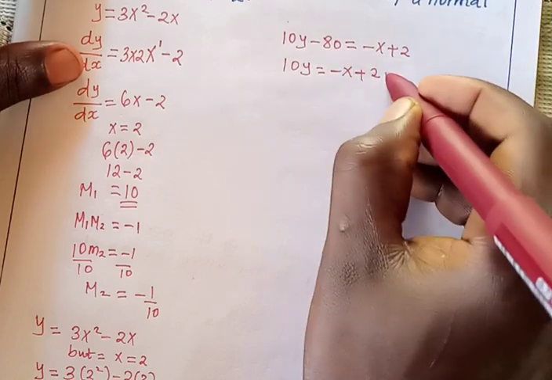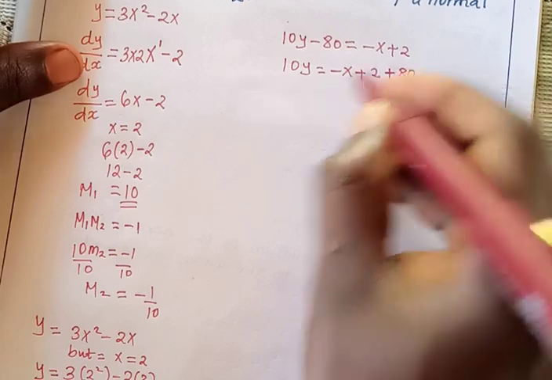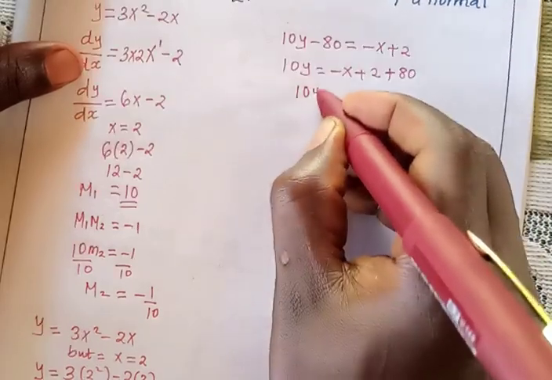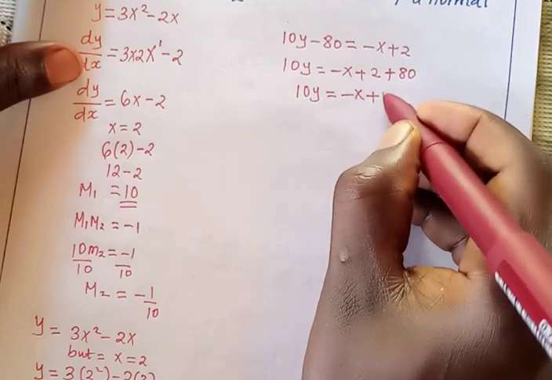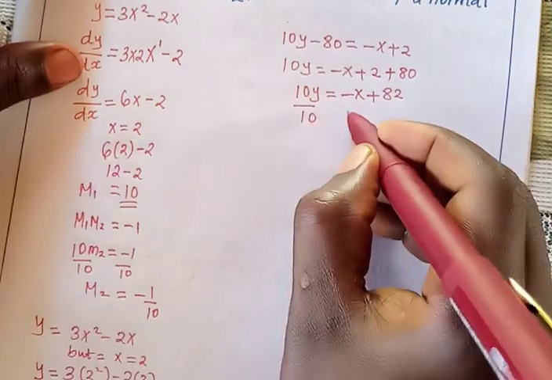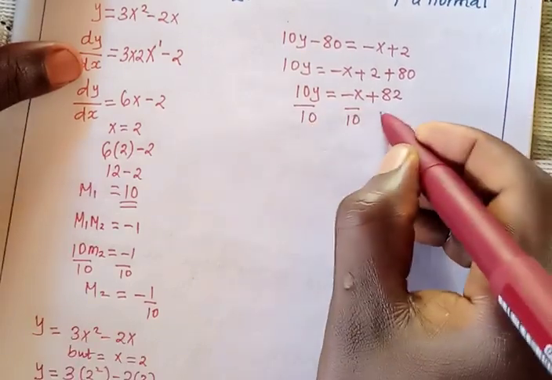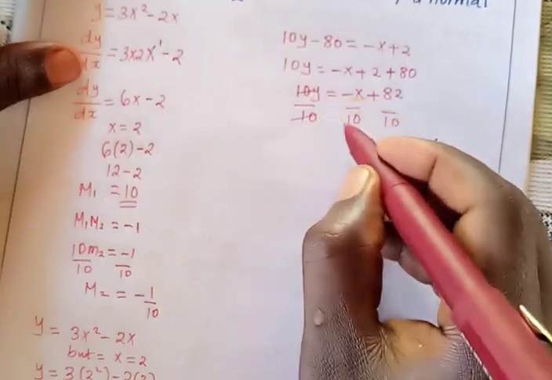Then this is a negative. When it goes to the other side, it becomes a positive 80. So we say 10y is equals to -x, then plus 82. We divide both sides by 10. So these 10 and 10 will cancel.